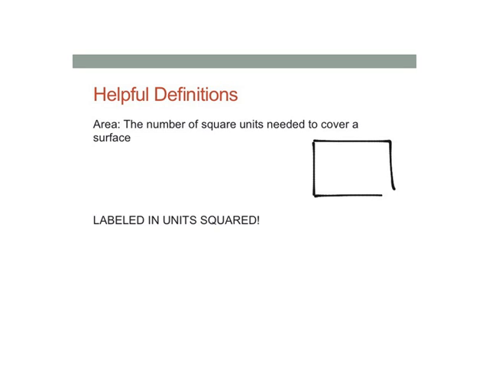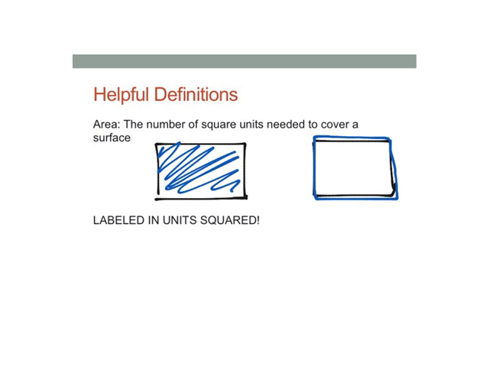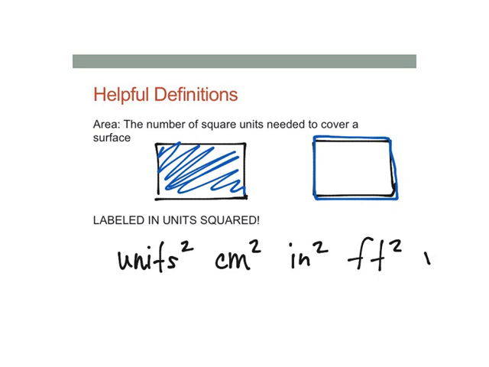So, you may remember talking about the perimeter of an object. A perimeter is, if you watch my blue line, as if you walked around the outside of an object. The area of an object is the number of square units needed to cover the surface of the object. These are labeled in units squared. So what this means is it could literally be square units. It could be centimeters squared, inches squared, feet squared, yards squared, and these are just some of the many examples that you could see. But there are many, many more.